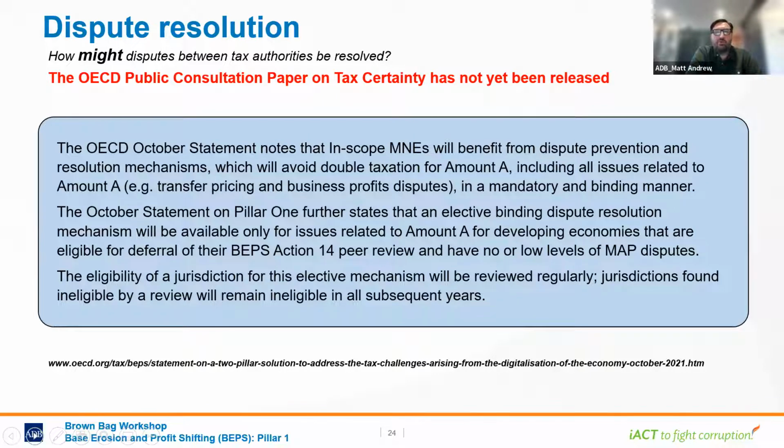Is there an appeals process? What if an adjustment is made and accepted? How is the adjustment made? Is it retrospective or prospective, accounts or tax return? And so there are a number of points that we'll be looking forward to receiving in relation to tax certainty for amount A and tax certainty for beyond amount A.